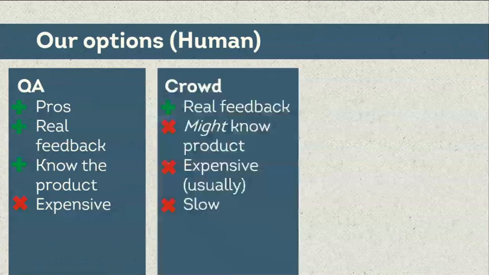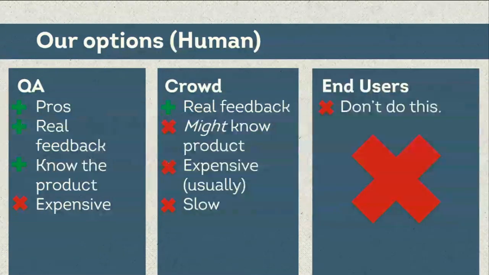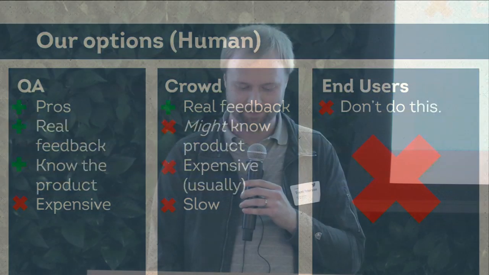We have the crowd, which provides, again, real feedback, just like QA. They might know the product, depending on who the crowd is in this case. They're usually expensive and they're slow. I mean, again, they're humans. And the last piece is end users. And I would just say, don't do this. This is not an option. Don't use your users as testers.